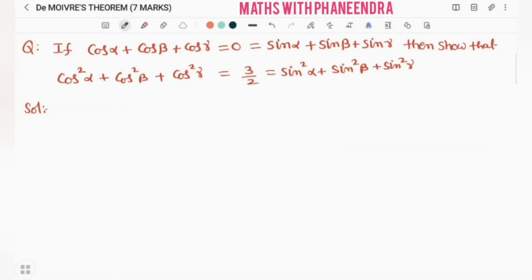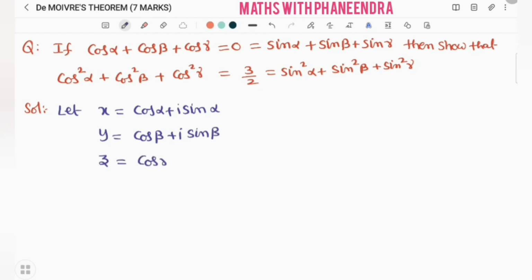The next question. If cos alpha plus cos beta plus cos gamma equals 0 equals sin alpha plus sin beta plus sin gamma, then show that cos square alpha plus cos square beta plus cos square gamma is equal to 3 by 2, that also equals sin square alpha plus sin square beta plus sin square gamma. So like the previous problem, we can assume that x is equal to cos alpha plus i sin alpha, y is equal to cos beta plus i sin beta, and z is equal to cos gamma plus i sin gamma.